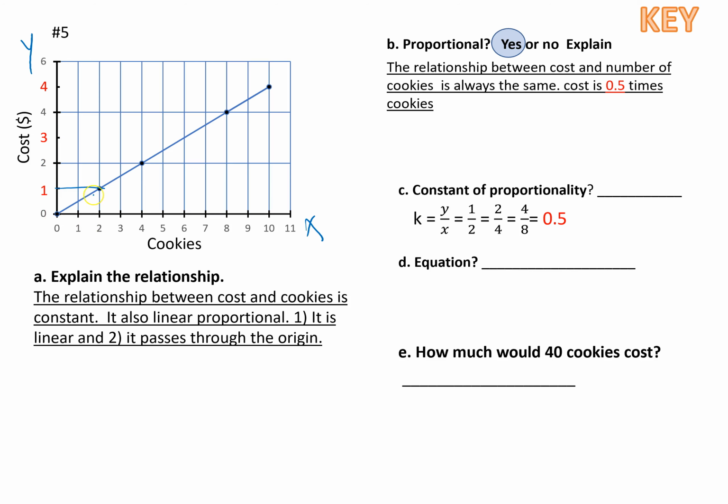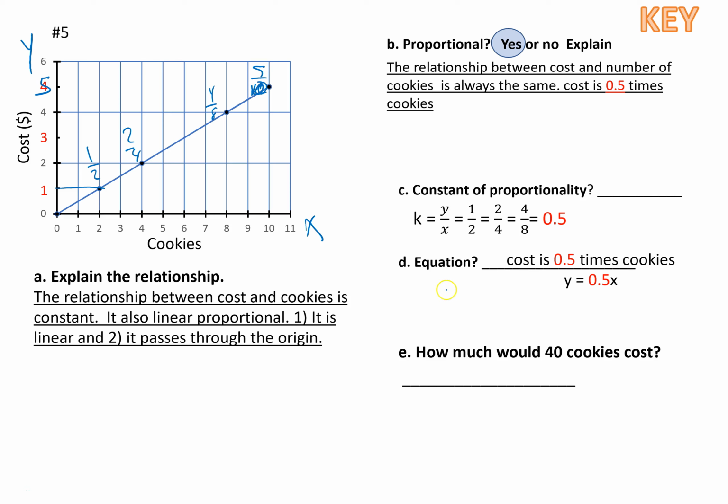So what do I have here? I have my y to x. Here it's 1 to 2. Here it's 2 to 4. Here it's 4 to 8. And here it's, oops, it should have been 5, I'm sorry. 5 to 10. So my constant of proportionality is a half. What does that mean for my equation? Cost is 1/2 times the number of cookies. So my y, my cost, is 1/2 the number of cookies. So my equation is y equals 1/2 of x.